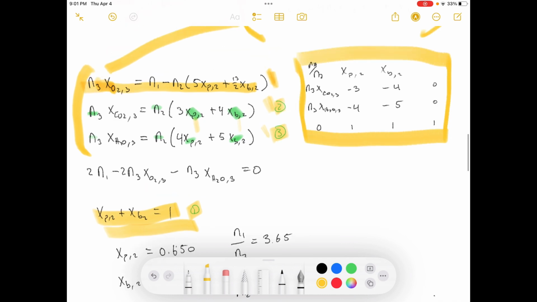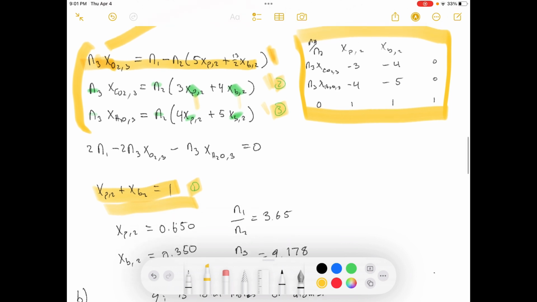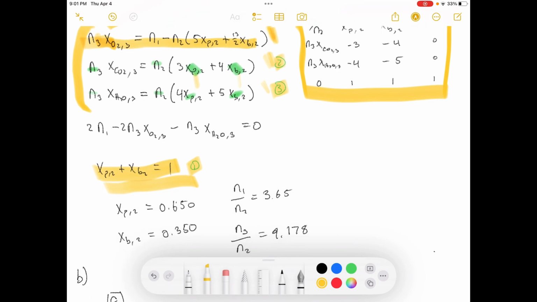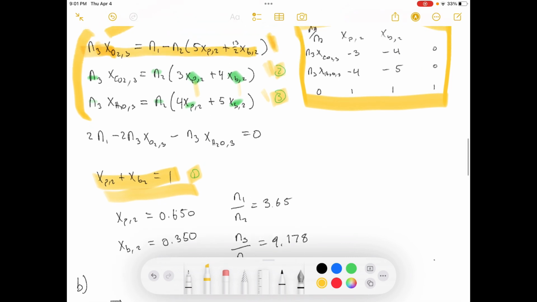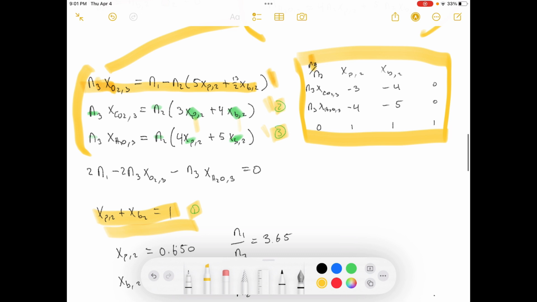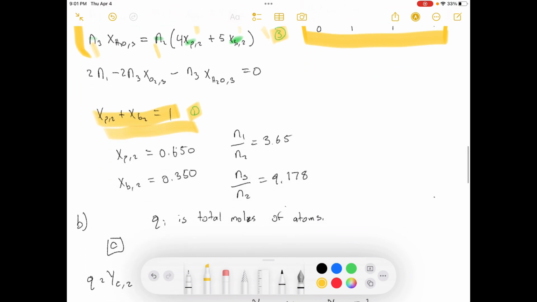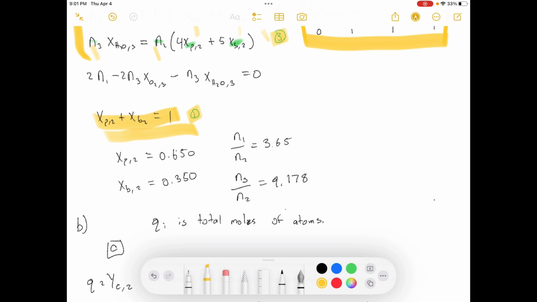This right here is a matrix that I set up so that we could solve for these 3 variables. Okay, so you see one of my variables is N3 over N2, so I just divide by N3 and N2, okay? Okay, so then I solve the system of equations.